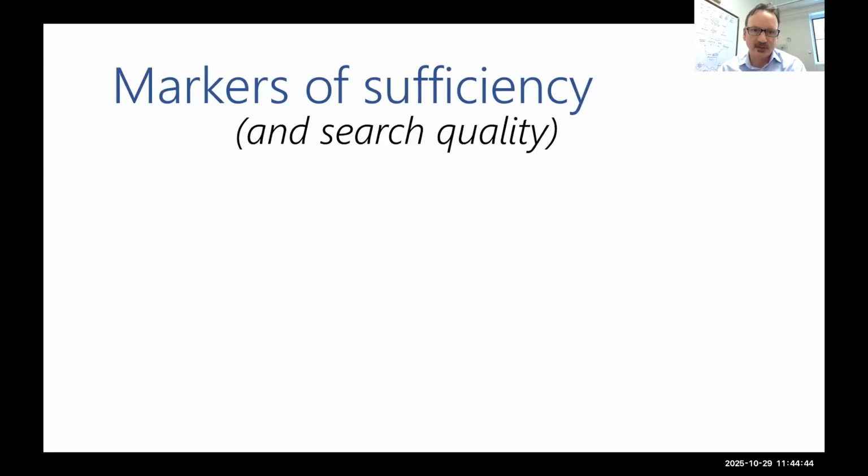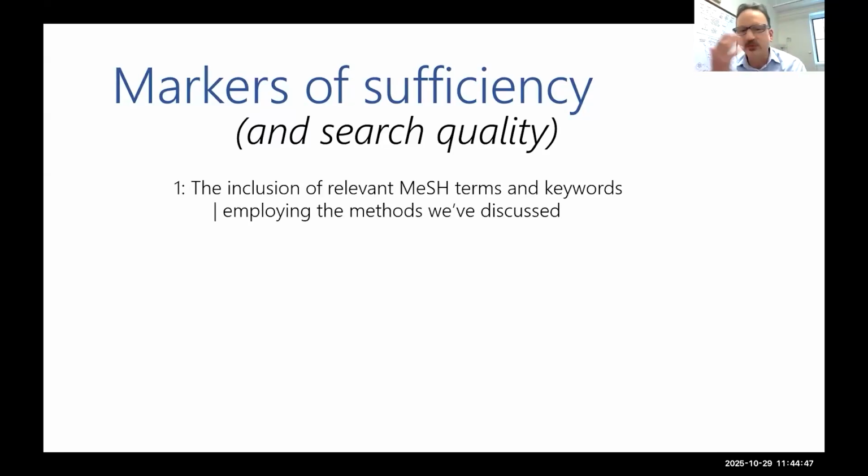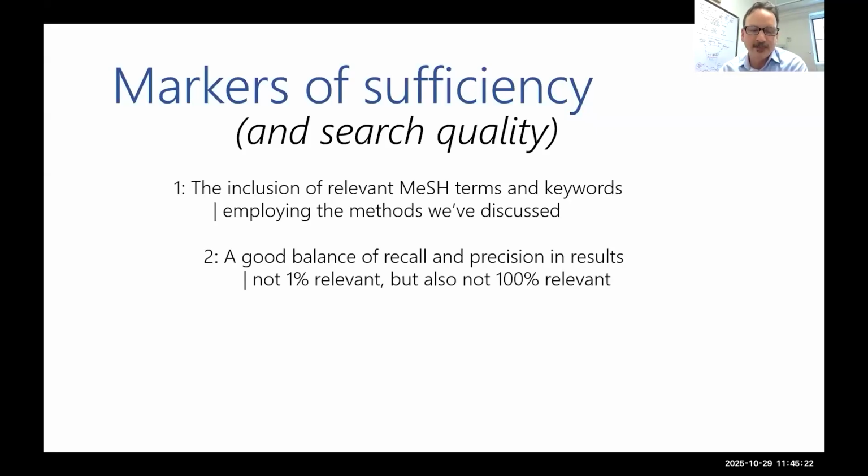Some markers of that sufficiency in search quality could be that you've included relevant MeSH terms and keywords, employing the methods that we've discussed today. So if there are MeSH terms that you're seeing in some of your search results that you don't have included and seem really on target, those should be included. But if you are not seeing those kinds of things, if you've searched the MeSH database and aren't really finding any other terms, and if you've also harvested the keywords from those MeSH records, you have a good sense that you've done a good job building your search.